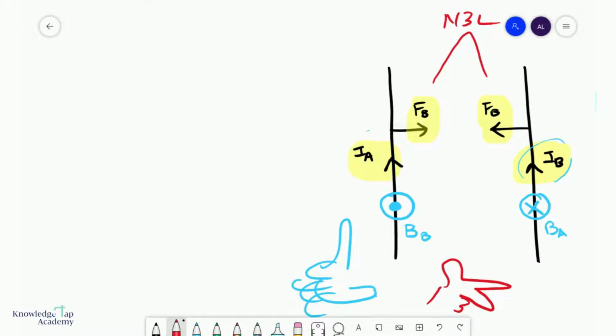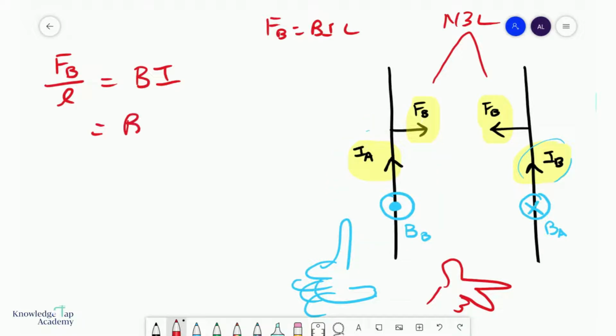Now, what about the magnitude of these forces? Because these wires are infinitely long and uniform throughout, it makes more sense to calculate something called the force per unit length on each wire. And so since FB equals BIL, then F over L is simply equal to BI. And so if we calculate FB over L for, let's say, this wire over here, that will equal BB times IA.